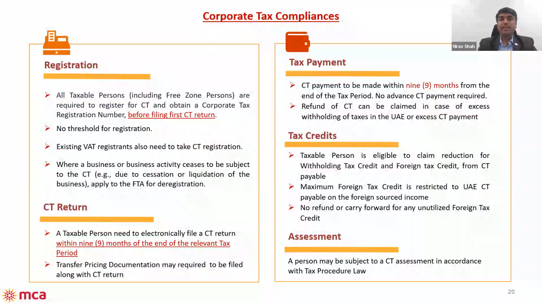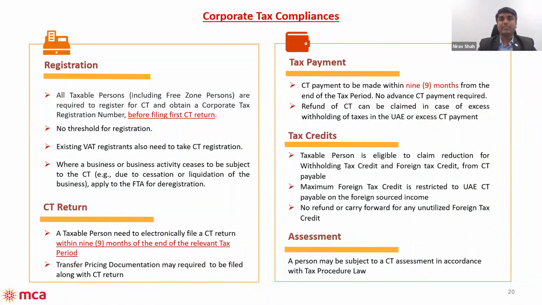Corporate tax return. A taxable person is required to file its corporate tax return within 9 months from the end of the taxable period. So if my first taxable period is January to December 2024, I will have to file my corporate tax return by September 2025. So basically 9 months from the end of the taxable period. If I'm subject to transfer pricing provisions, I may also be subject to transfer pricing filings, but this will be notified subsequently. Tax payments.